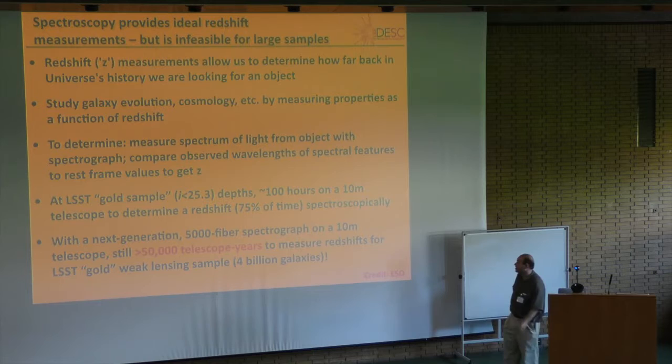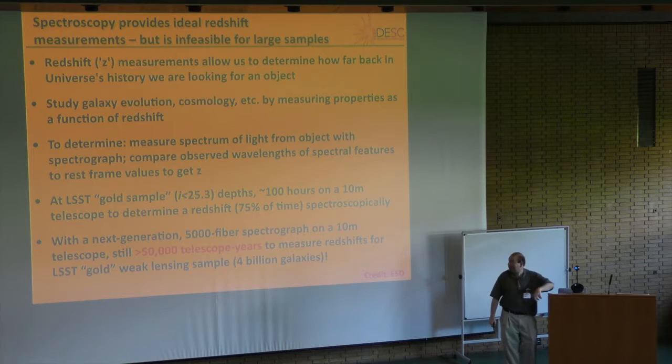So the problem is, if you want to do this for LSST, at the depth of the weak lensing gold sample, so I of 25.3, it takes about 100 hours on the largest telescopes on Earth today, on 10-meter telescopes, to get a redshift 75% of the time. We'll talk a little bit about why it's 75 and not 100% of the time with a spectrograph. So you can do this one object at a time, 100 hours here, 100 hours here, 100 hours here.